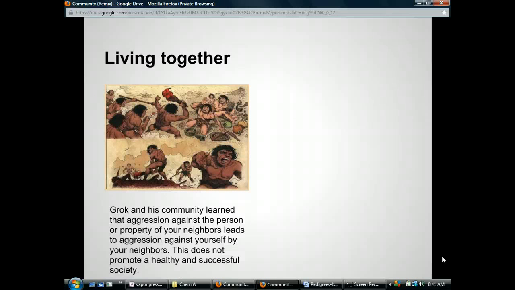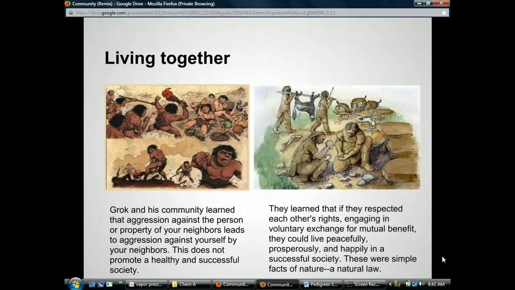So, way back there were cavemen, or early humans, and they learned, and I'm confident in this, they learned that aggression against the person and property of your neighbors leads to aggression against yourself by your neighbors. This does not promote a healthy and successful society. They learned that if they respected each other's rights, engaging in voluntary exchange for mutual benefit, they could live peacefully, prosperously, and happily in a successful society. These were simple facts of nature, a natural law, as it were.